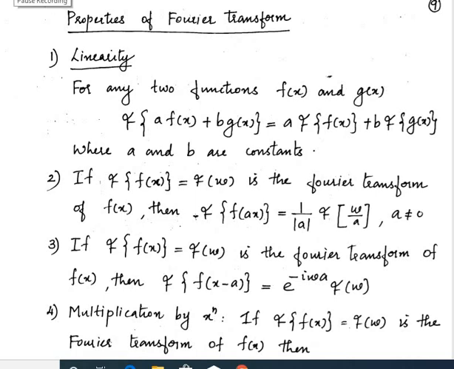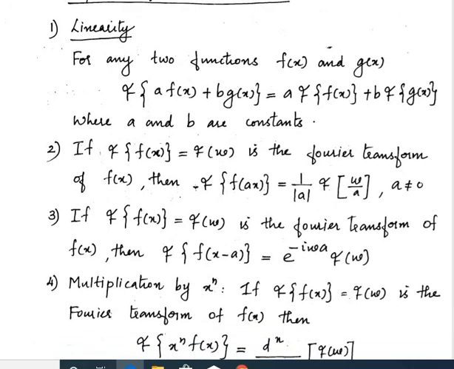As a continuation of the previous lecture, we are moving to some properties of Fourier transform. So the first property is the linearity property. The linearity property says that if there are two functions f of x and g of x, the Fourier transform of a into f of x plus b into g of x is equal to a into the Fourier transform of f of x plus b into the Fourier transform of g of x.